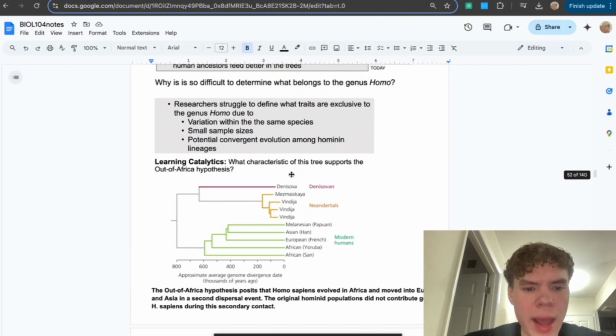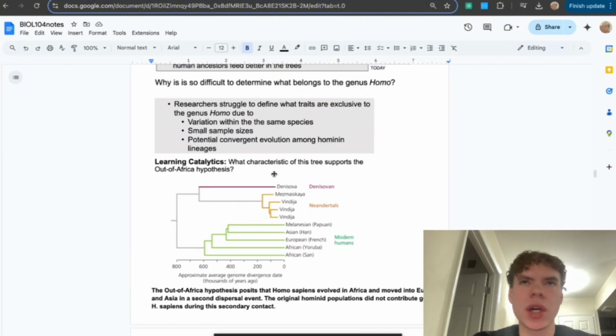So our out of Africa hypothesis seeks to understand why we think modern humans come from Africa. If we look here, we have these different species of humans, and we have this common ancestor here from tracking the genomes. The most recent common ancestor of all of these groups combined is right here. The most recent common ancestor is from an African group.